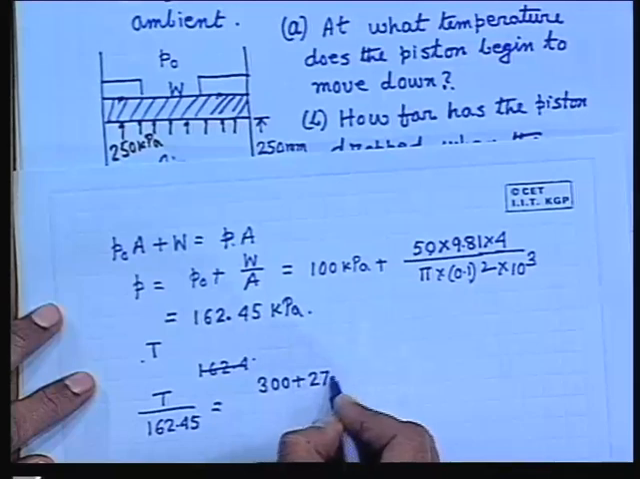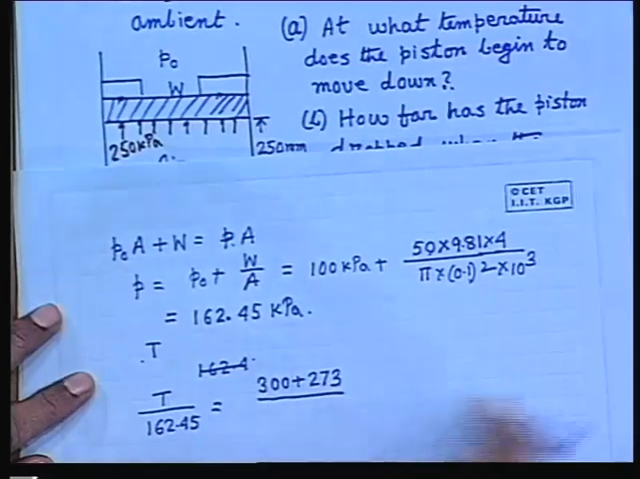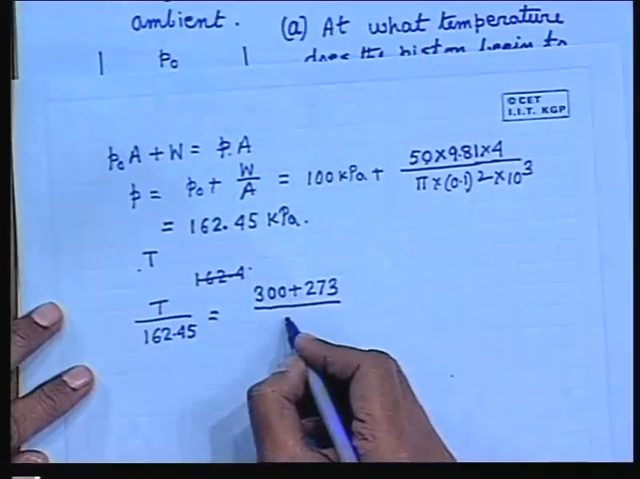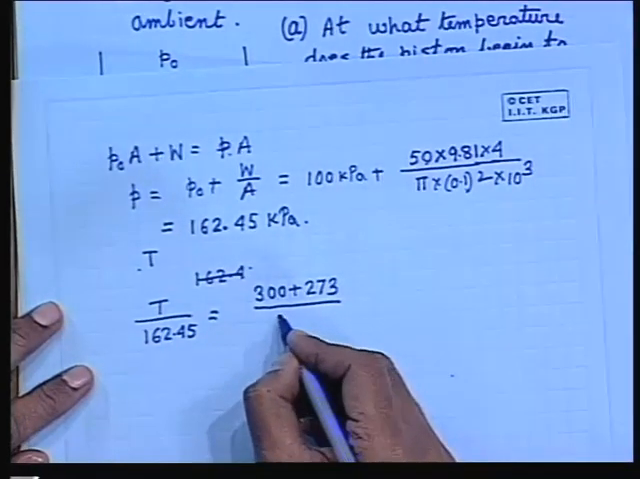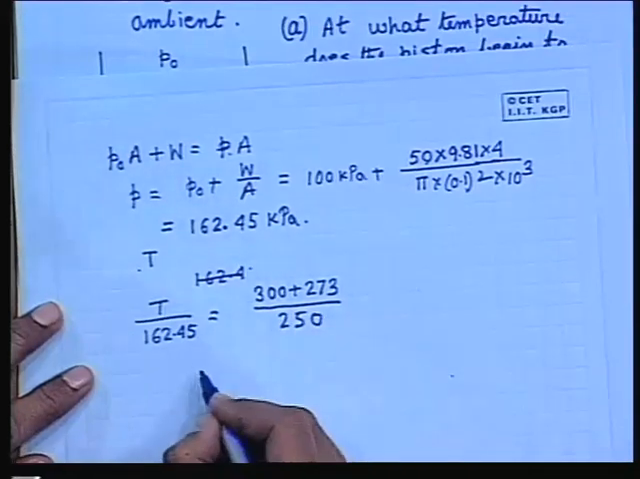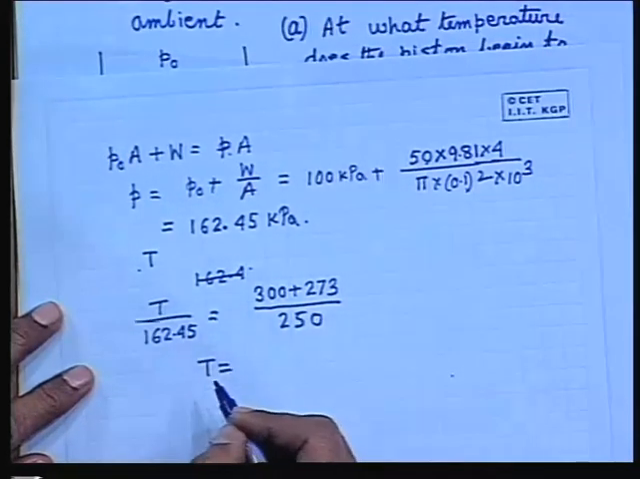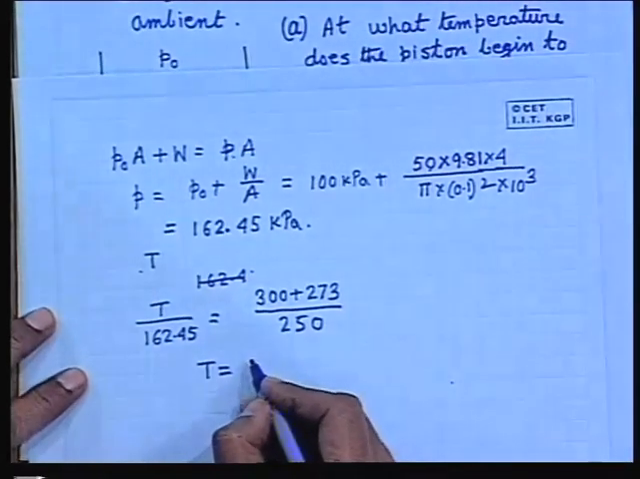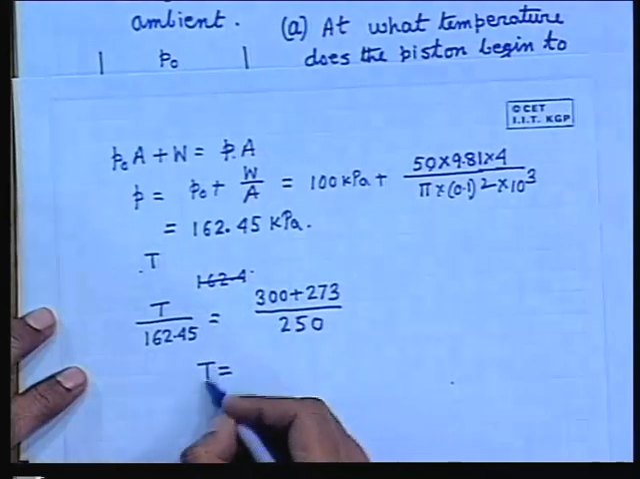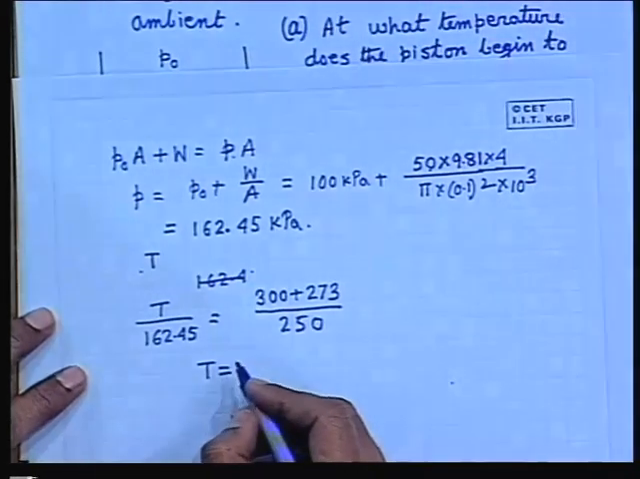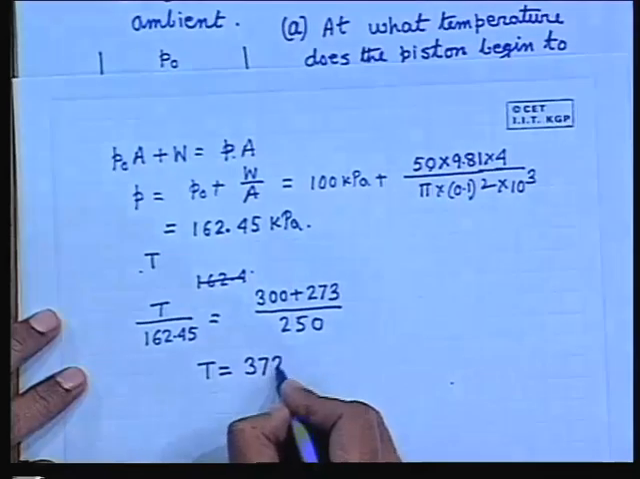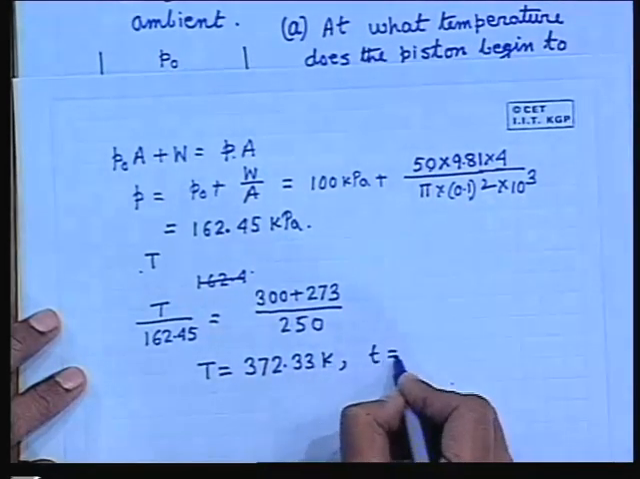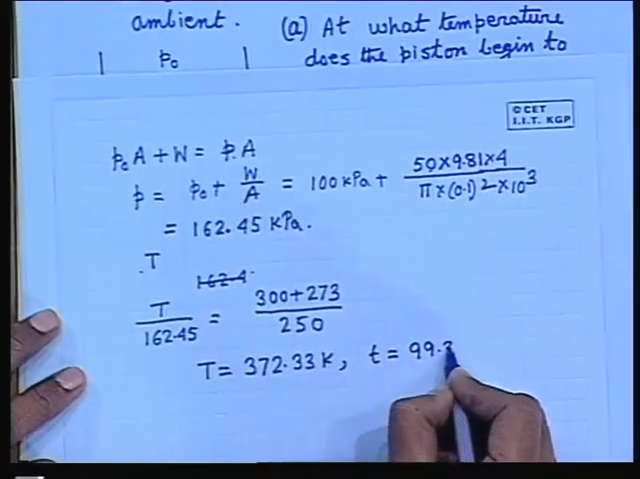Actually it is 273.15, but for our practical purpose, we will take it as 273, divided by, what is P? P is 215 kilopascals. This gives T is equal to what? 99, very good. That means if you change it in, this is 372, you should write first this one, 33 K. So, which gives T is equal to 99.33.